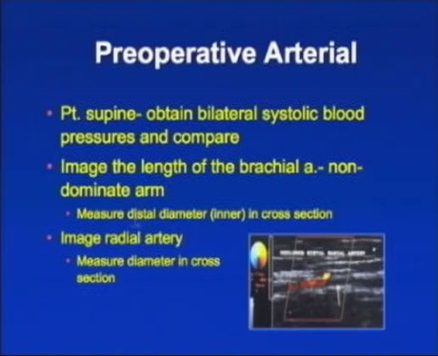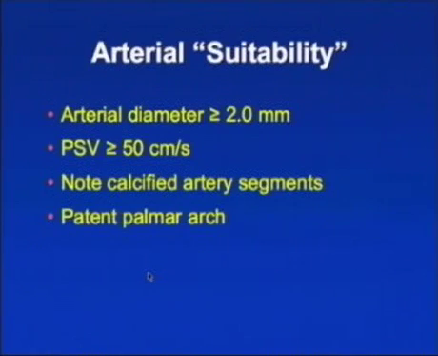We'll measure the distal diameter, and that's the inner diameter cross-sectionally. Then we'll also image the radial artery as well. And again, we'll measure the diameter in cross-section. That's from the inner wall to the inner wall. This part of the exam should be pretty brief. It should take no longer than about 5 minutes to accomplish this preoperative arterial scan.